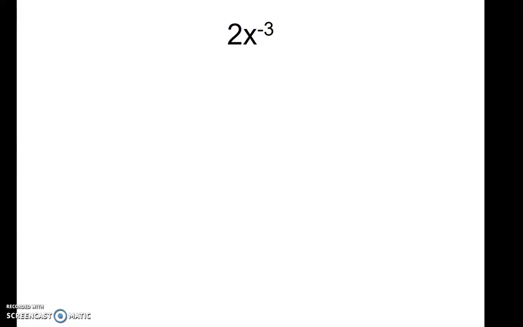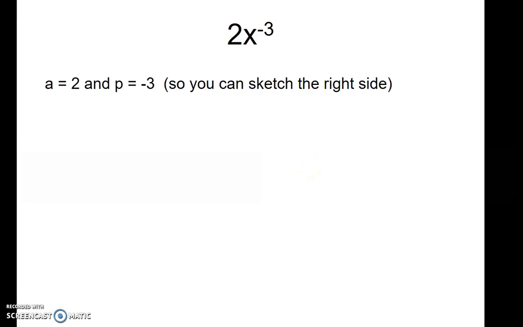So if our first equation is 2 times x to the negative 3 power, if we go through those steps again, first thing I know is that a is 2. So it's going to stay in the first quadrant, and p is negative 3. That means if it's negative, it's going to have this hyperbola shape. So we'll get to that here in just a little bit.